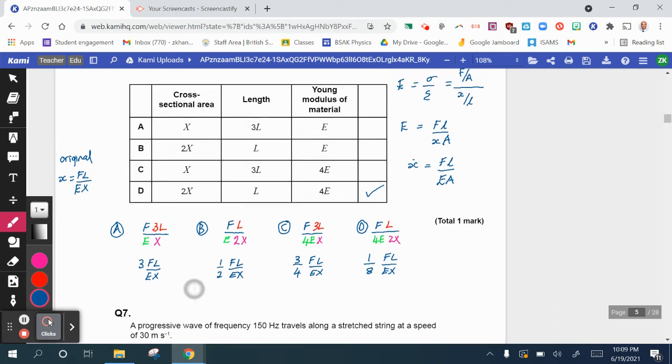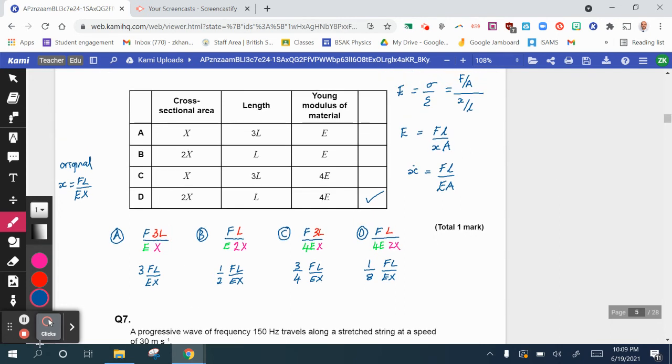So first one, we've got the same force. We've got 3 times the length, so rather than L, we have 3L divided by the Young's modulus, E, and X as the cross-sectional area. That's the first expression. Now we pull the number to the front. So that's 3 times FL over EX. The original was that, and it's 3 times the original. So that's 3 times the original extension.